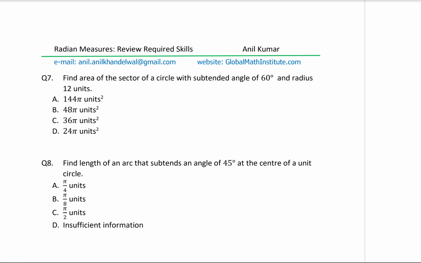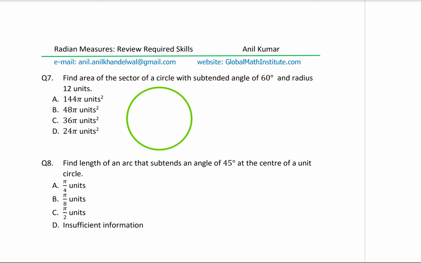Perfect. 7. Find area of the sector of a circle with subtended angle of 60 degrees and radius 12 units. 4 options are given to you. I'd like you to pause the video, answer the question, and then look into my suggestions. Let's try to understand the question first. So I'll just sketch a circle here, and from there we'll correlate. So here is the circle.